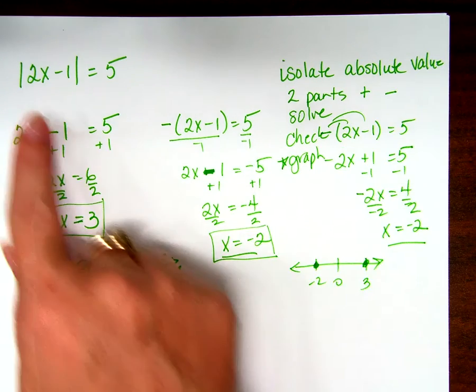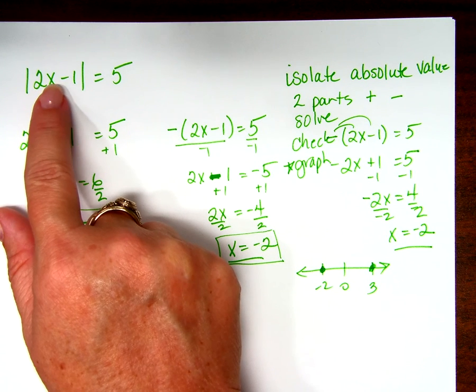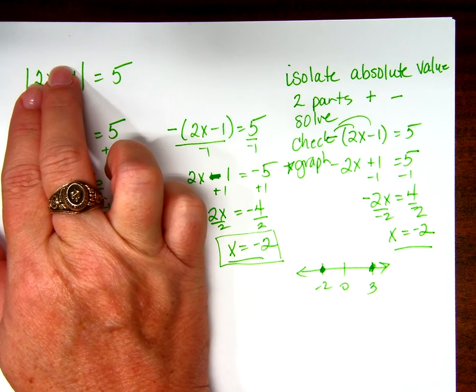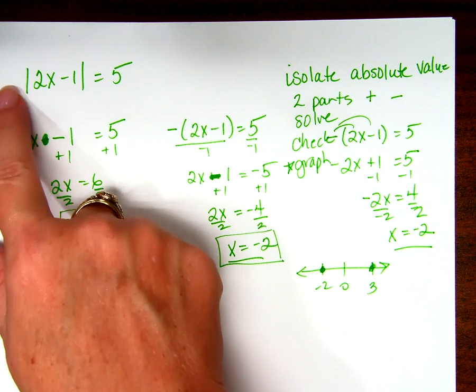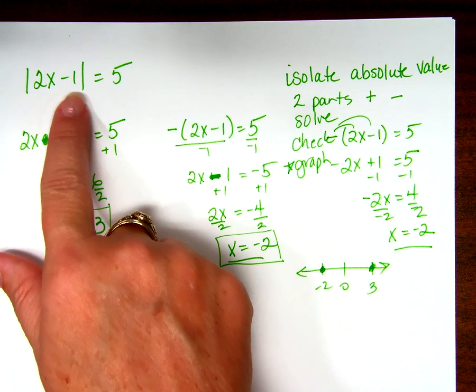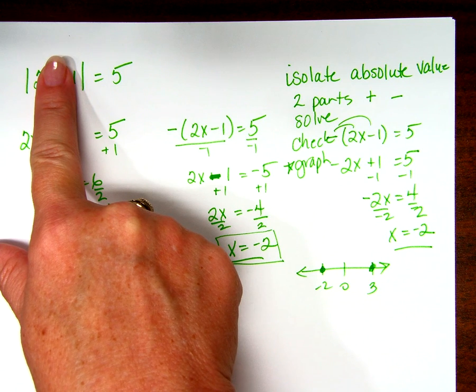Isolate the absolute value. Do you see how this absolute value is isolated? Sometimes people want to add 1 right here to try to get to the x. But do you see how the absolute value is isolated right now? There's nothing being added, subtracted, multiplied or divided. The actual absolute value is isolated. Okay? Does that make sense?